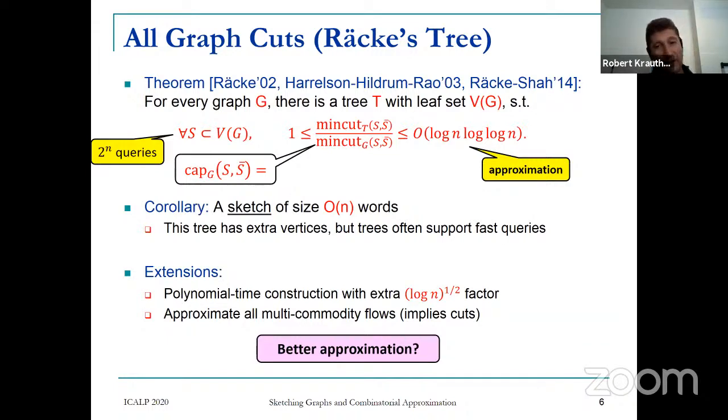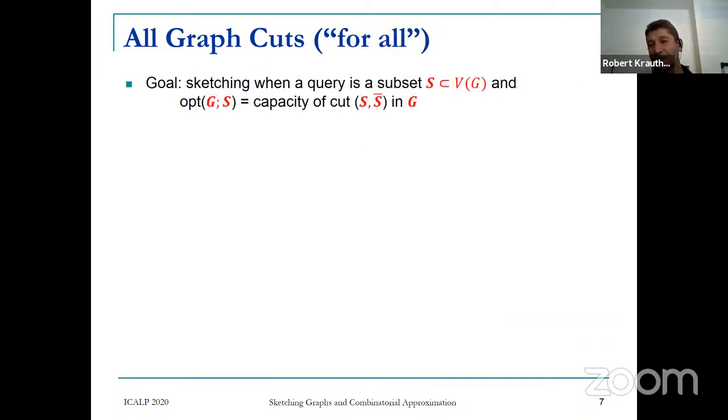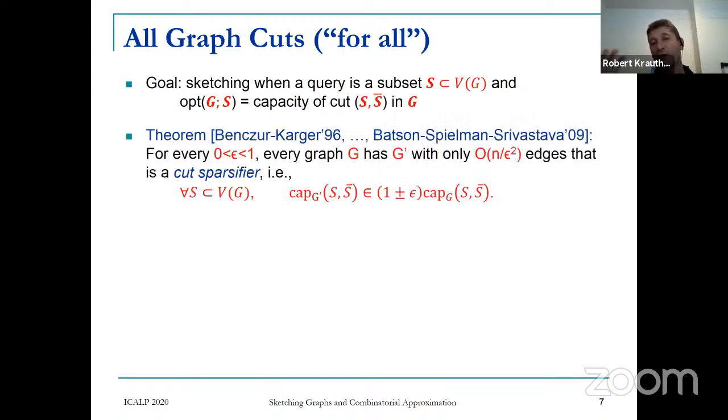Okay, so we can do this. However, now we're not going to have a tree anymore. We're going to need a richer, bigger structure. It's going to be much richer than a tree, but not much bigger. It's still going to be of size order n. So remember, we want to represent all the cuts in the graph.